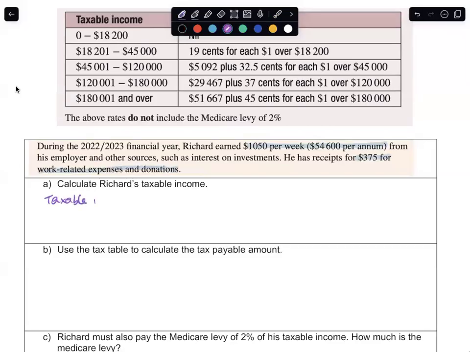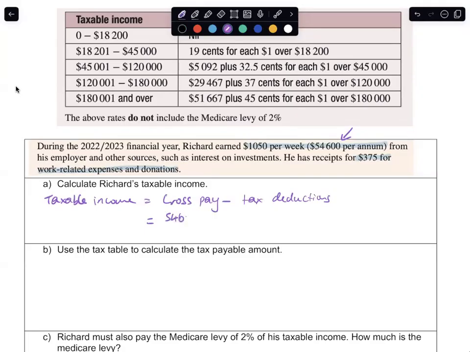Taxable income is equal to the gross pay minus tax deductions. Tax deductions are exactly what's mentioned up there. They can be things like work-related expenses such as travel, fuel costs, uniforms, all of those sorts of things that can be deducted because you don't have to pay tax on those particular items. Where you can identify them, you want to identify them because it means you'll pay less tax. In this particular case, the gross pay here is the $54,600 per annum.